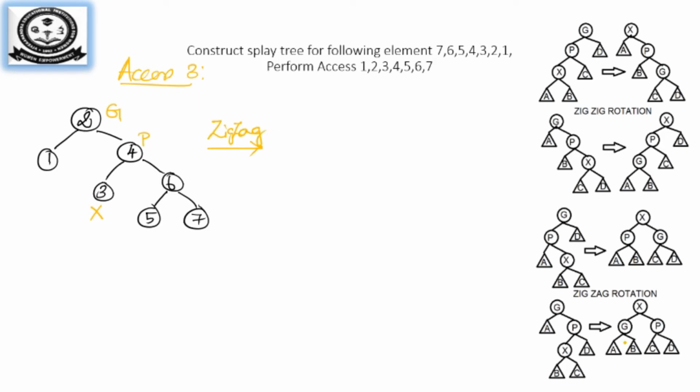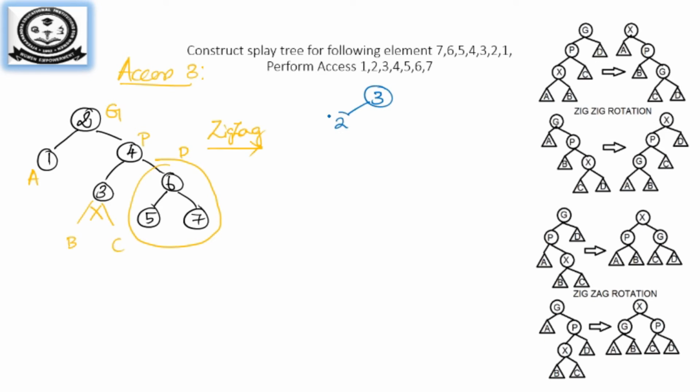So we'll find out the second diagram. What is connected to G is A. So 1 will be A. For X, I don't have B, I don't have C. For P, I have D. So this entire structure is D. Now we'll perform the rotation. So 3 will be coming over to the top.